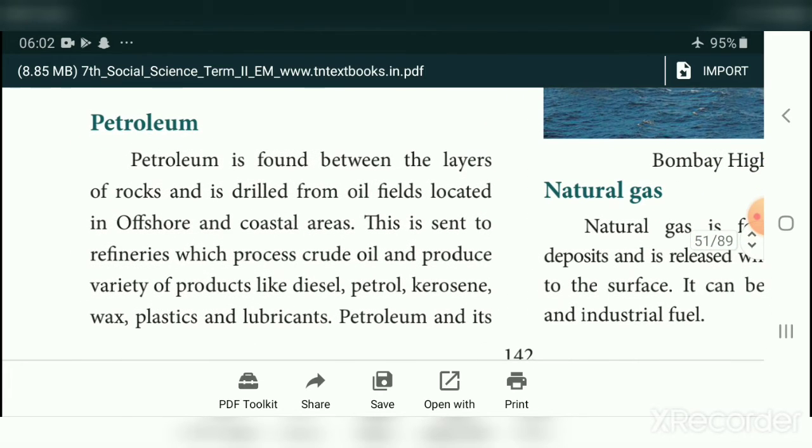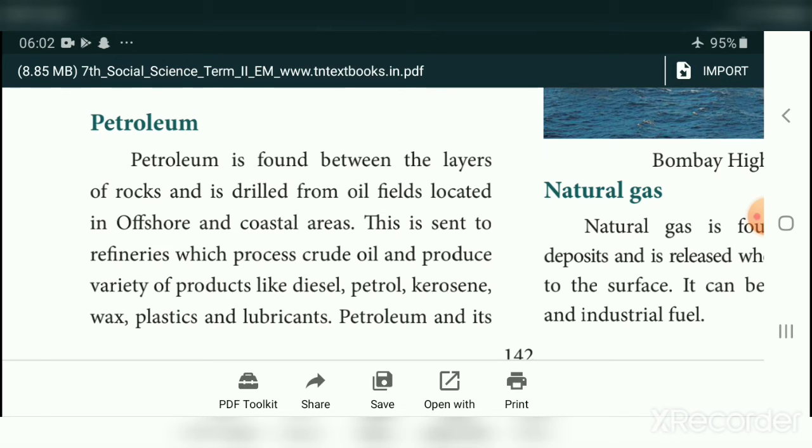Now we will see petroleum. Petroleum is found between the layers of rock and it is drilled from oil fields located offshore or near the seashore and coastal areas. So for petroleum, we have to drill the rocks under the sea. This is sent to refineries.